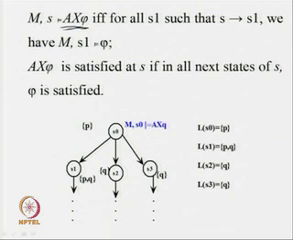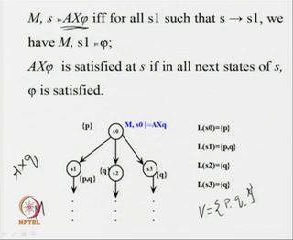Now, just look into this particular model, and these are the labeling functions. Say L of s 0 is P, from the set of atomic propositions where I have P, Q, R. These are the 3 atomic propositions. So in S 0, P is true, in S 1, P and Q are true, in S 2, Q is true and in S 3, Q is true. Now we look for the formula A x q. What does it mean? In all paths, in the next state, q holds. So we look into state S 0.